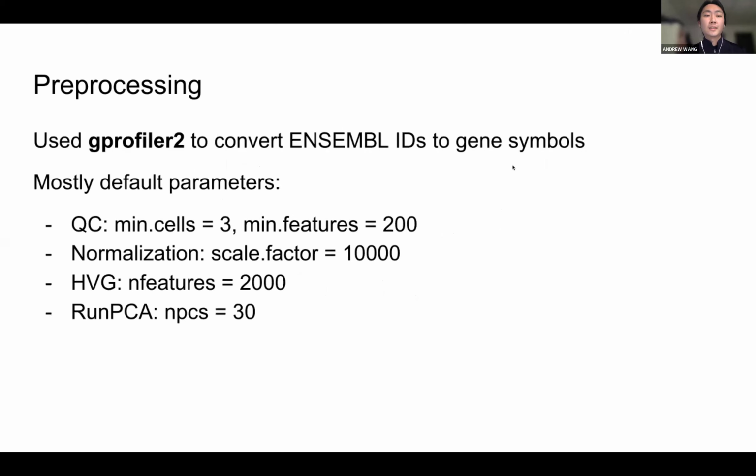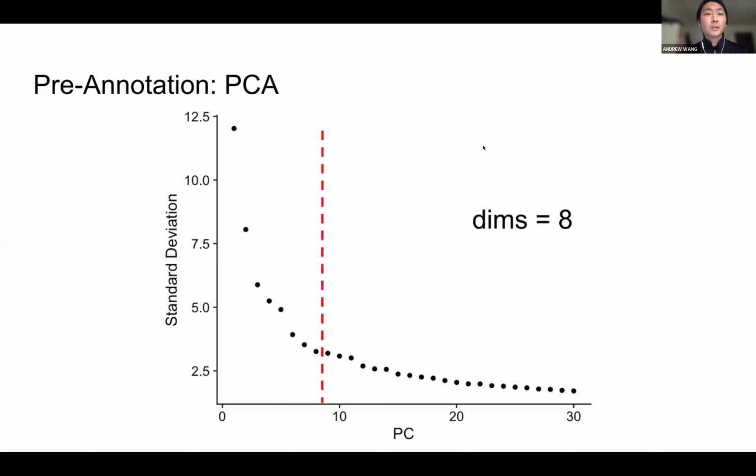For normalization, I had a scale factor of 10,000. For HVGs, I kept the top 2,000 highly variable genes. For RunPCA, I mainly plotted the first 30 PCs, because when I looked at the 51, the 30 through 50 looked kind of redundant to me. And here's the elbow plot for PCA.